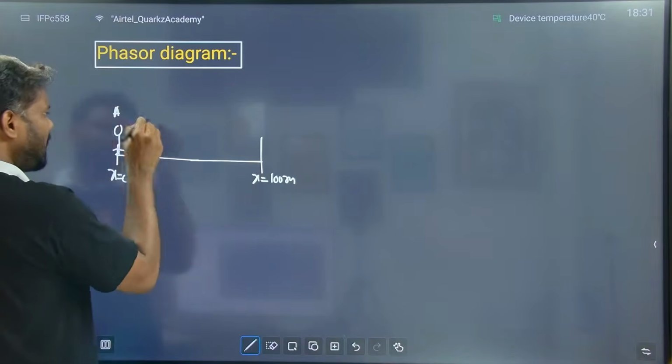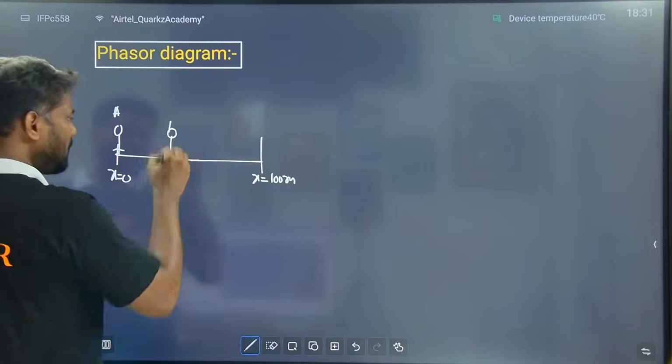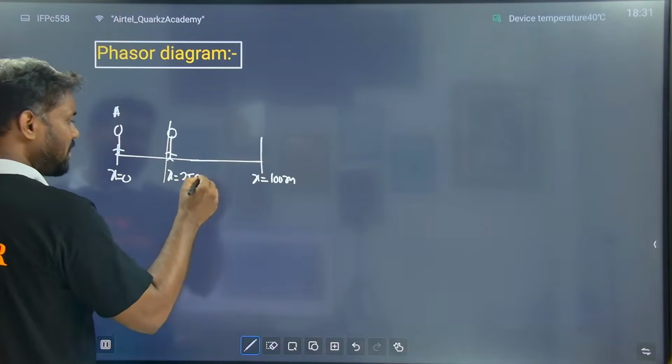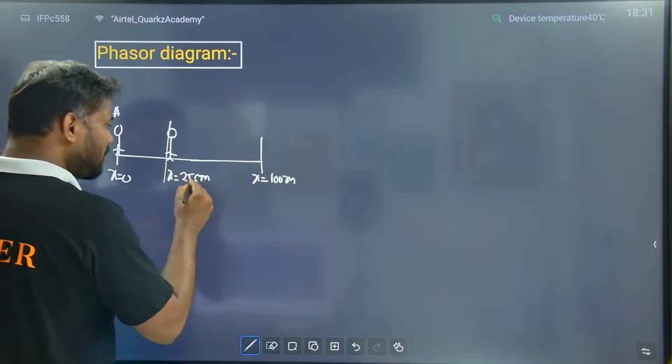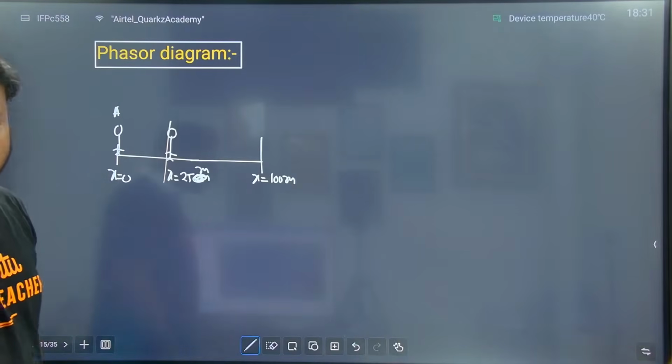Some person is A, another person is B. So he is starting from x is equal to 25 ல start பண்ணி 25 meter ல இருக்காங்கன்னு வெச்சுக்கோங்க. So this is 25 meter ல இருக்காங்க. Clear, understand this one.